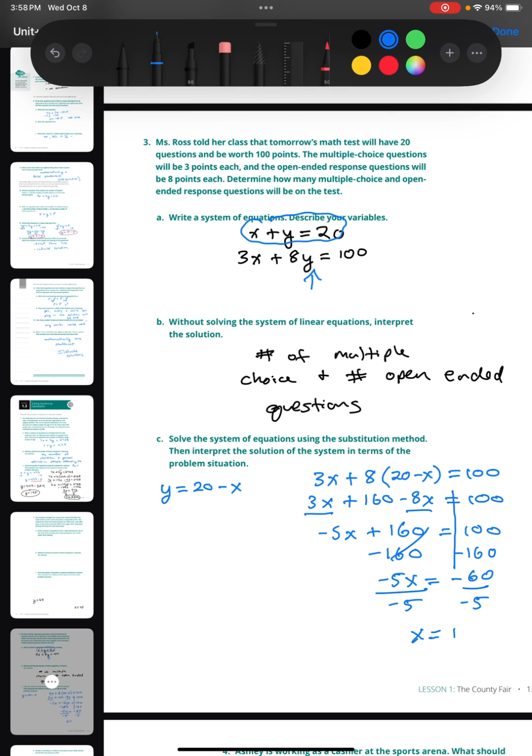So x, the number of 3-point questions, would be 12. And then if we plug that back in, y equals 20 minus 12. So the 8-point open-ended questions, there would be 8 of. So 20 total questions when we add 8 and 12 together.